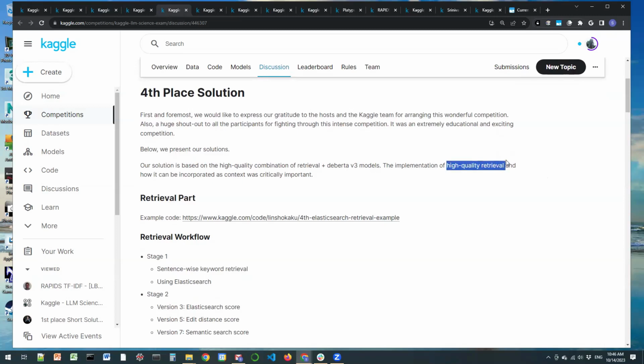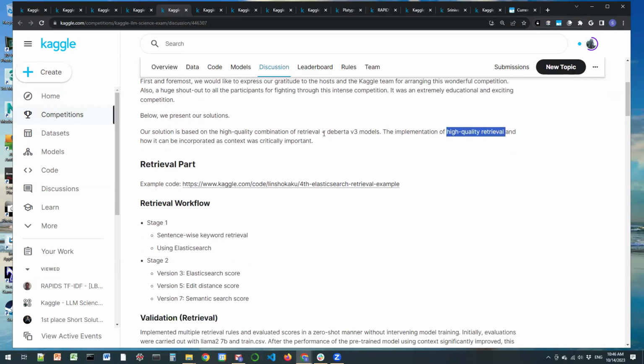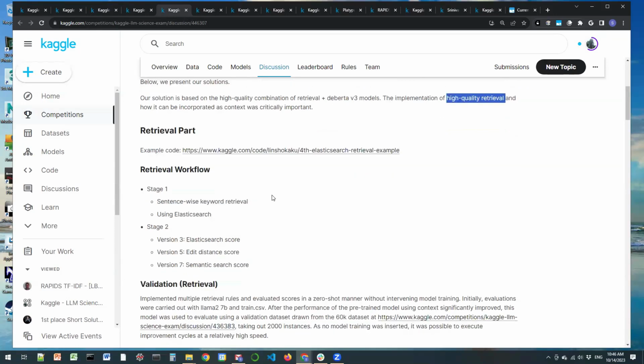They talk about high quality data. Anybody familiar with Elasticsearch retrieval or Elasticsearch and what it does? Can anybody talk to that? I've heard the term, but I don't know what it is. Yeah, I don't know enough to talk about it.